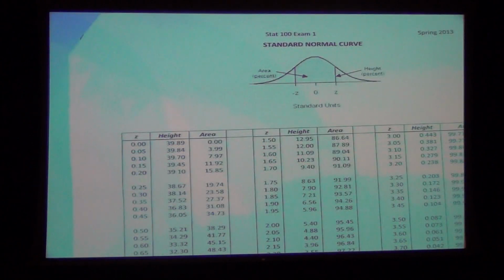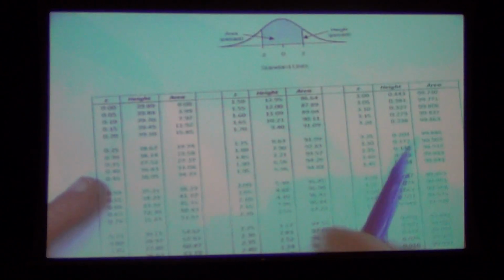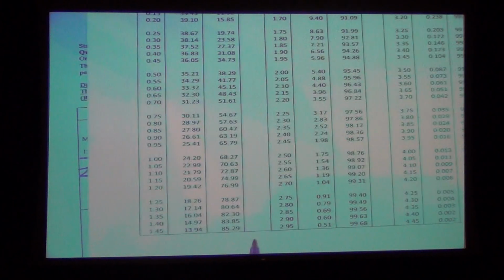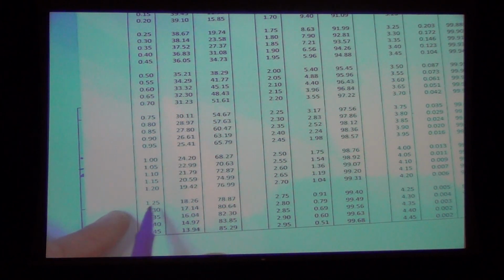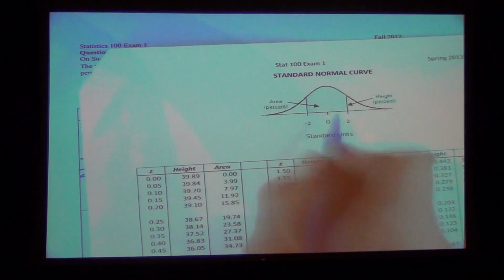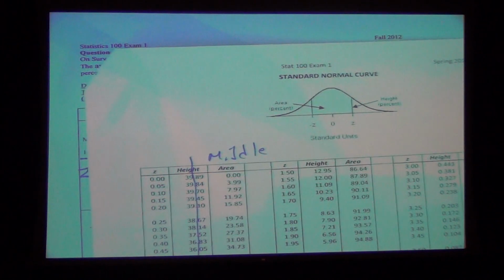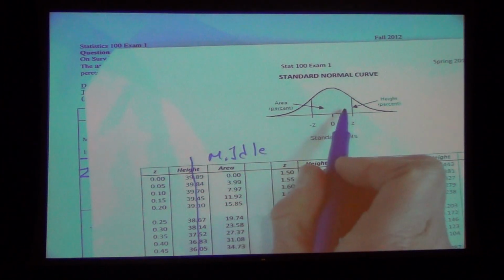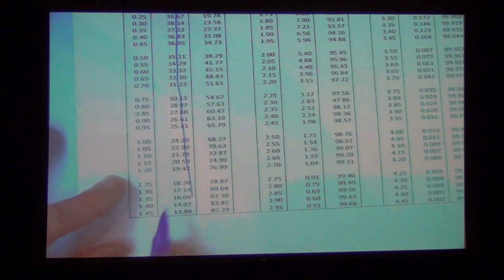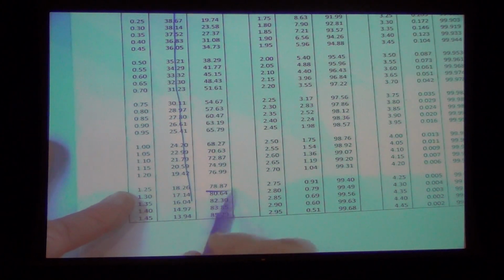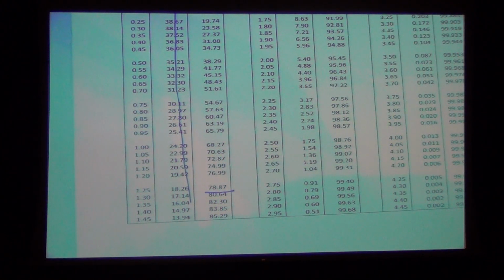1.2, we know the z. So we look for 1.25. 1.25, you see where 1.25 is? Right here. And this right here, look at this. All this gives you is the middle area. This you don't need to know. So this is the middle area you're going to get. That's what this is. So you go 1.25 is this right here. 78.87.